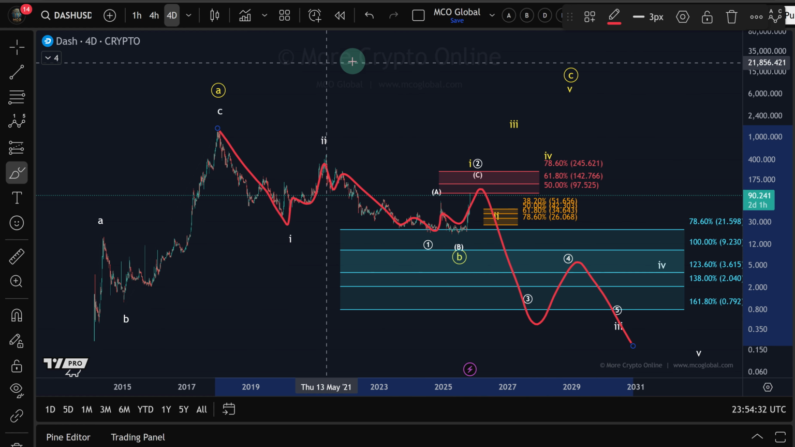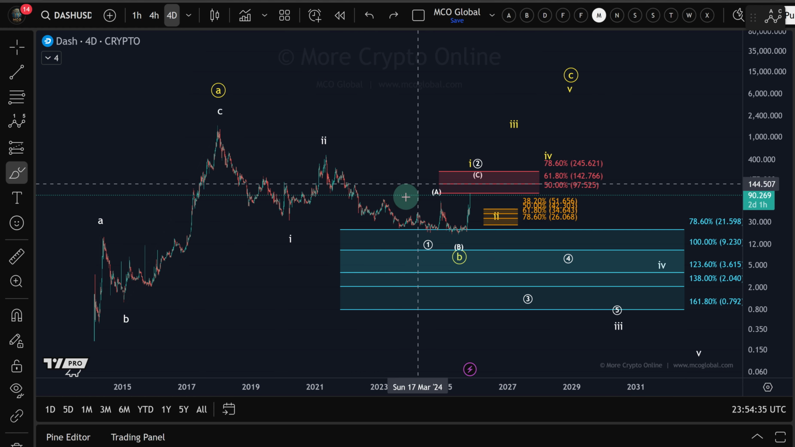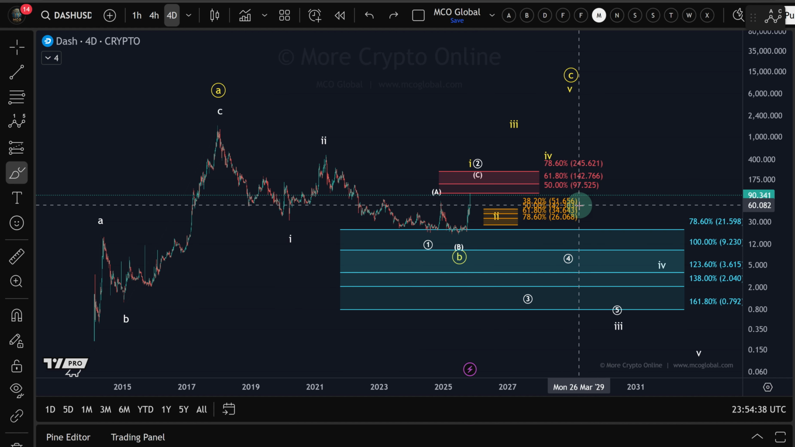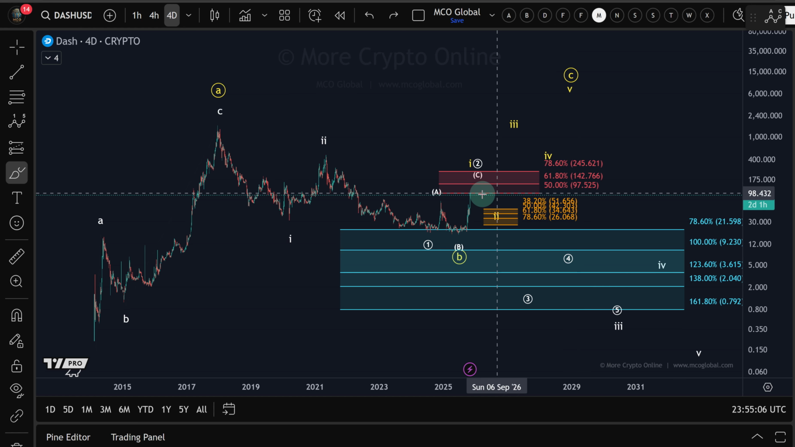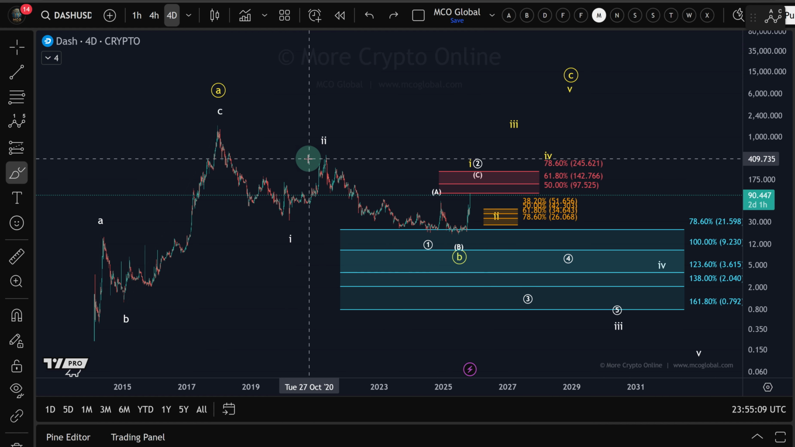and then we could go down further like that. The resistance area for the white 1-2 setup to the downside is between $97.52 and $245.62. That doesn't mean we couldn't break above it. We could. If it's bullish, it will break it. But this is the first test for the bulls or the bears, whatever way you want to frame it. But a break above $245, $246 would indicate this move up is more bullish than a wave 2 corrective bounce should be.